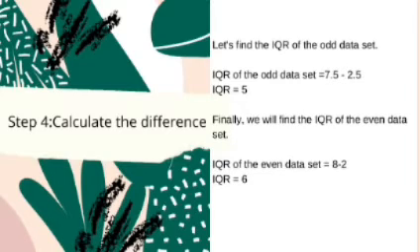Step 4. Calculate the difference. Last, we need to calculate the difference of the upper and lower medians by subtracting the lower median from the upper median. This value equals the IQR. Let's find the IQR of the odd dataset. IQR of the odd dataset is 7.5 minus 2.5, so the IQR is 5.